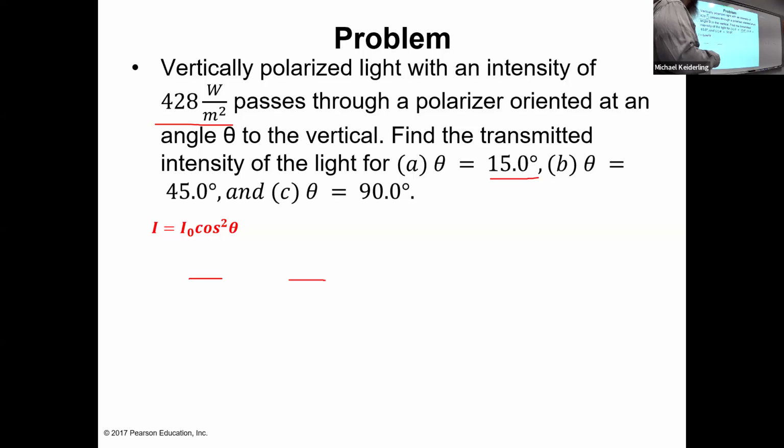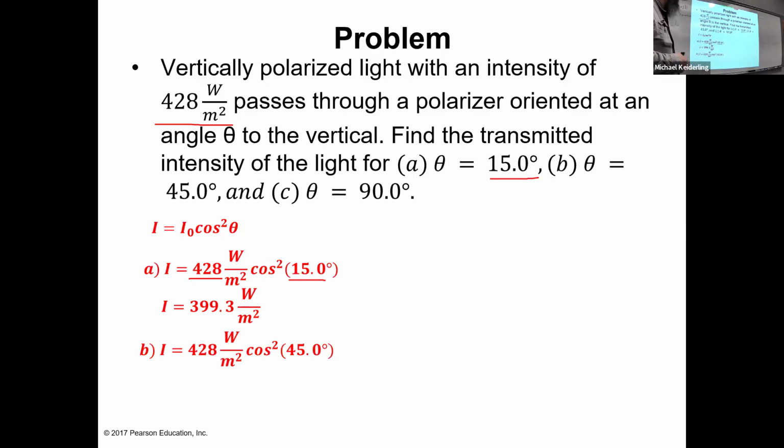Intensity is initial intensity times the cosine of the angle squared. So for 15 degrees, it's 428 watts per square meter times the cosine of 15 degrees squared, which will be 399.3 watts per square meter.